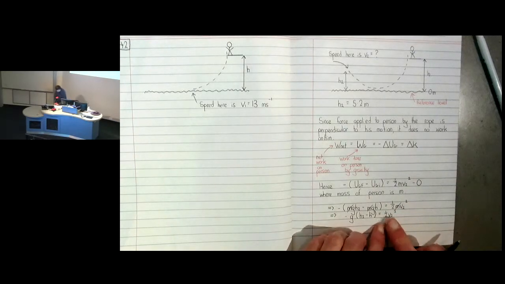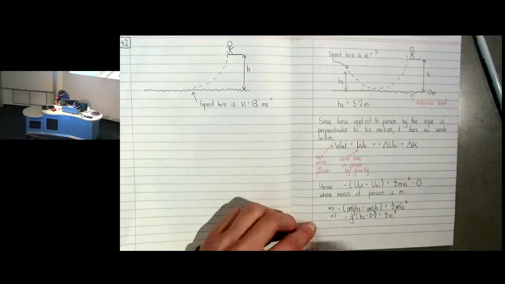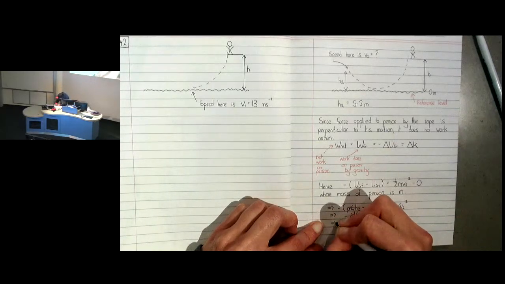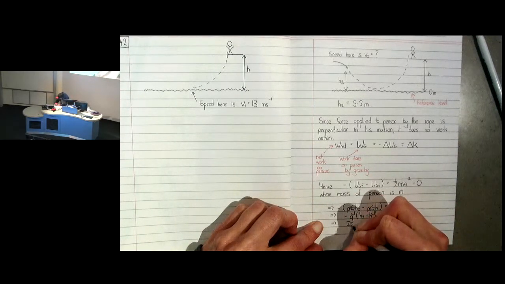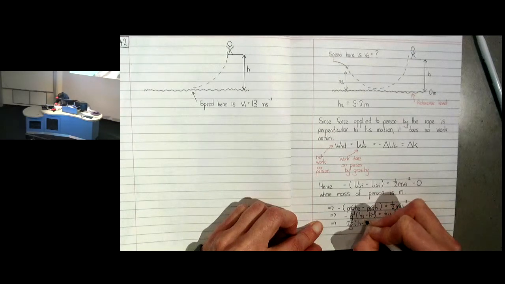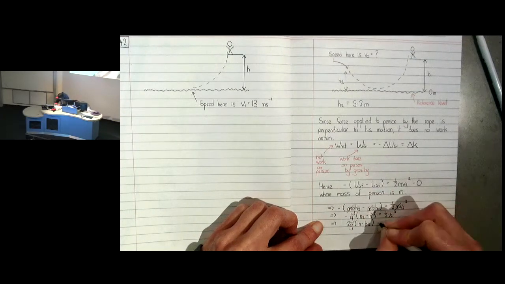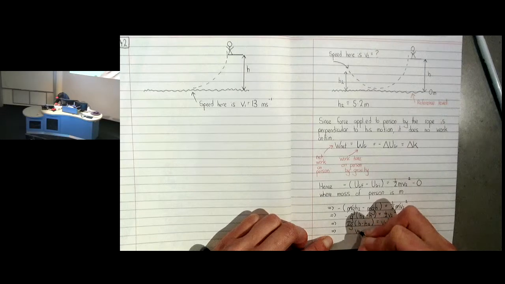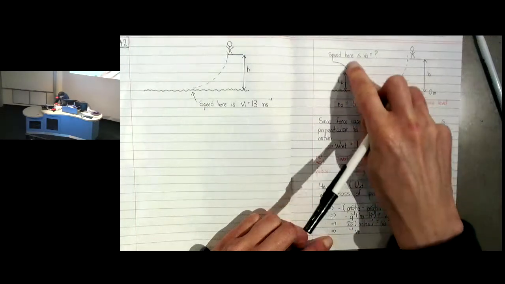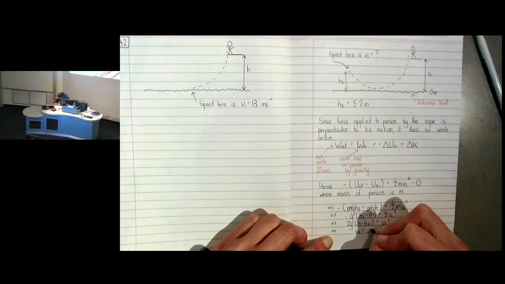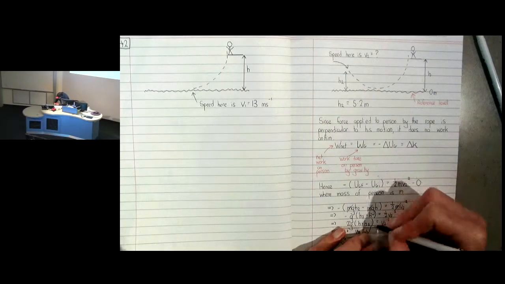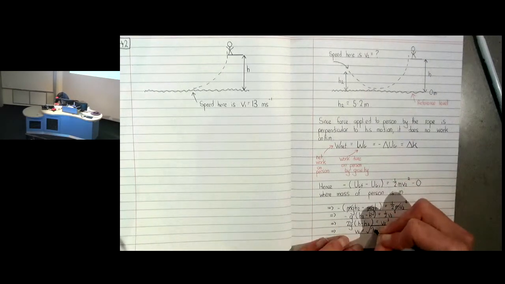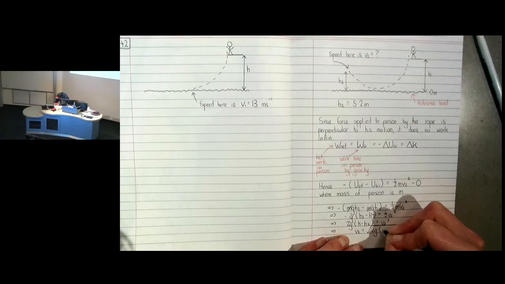Now let's multiply both sides by half to get rid of that annoying factor of a half there. And so we'll find that 2g times h minus h2 has got to be equal to v2 squared. And so finally, if we take the square root of both sides, we find that the velocity of the guy when he lets go up here is going to be equal to the square root of 2g times h minus h2.